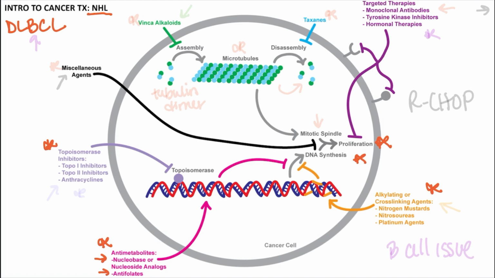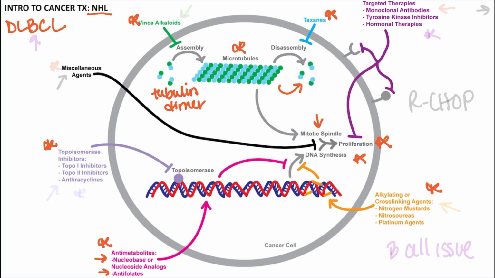Another primary target for our conventional cytotoxic chemotherapies are the microtubules, which are essential for mitotic spindle formation and cancer cell division and proliferation, as well as many other cellular functions. So these antimicrotubule agents either inhibit tubulin dimer assembly into the microtubules, like with our vinca alkaloids, or prevent microtubule disassembly, like with the taxanes. Both assembly and disassembly are essential processes necessary for normal microtubule function and therefore cancer cell survival and proliferation.